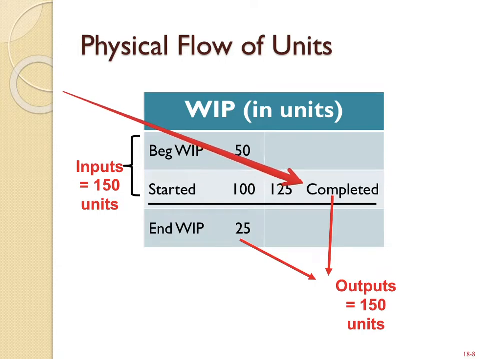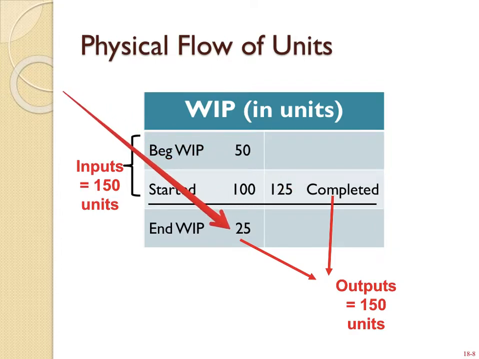What you completed and transferred on came out of the process, but the other thing that came out of the process is the stuff that you didn't finish. Okay, and that's your ending work in process. So these two things are considered your outputs, the two things that came out of production at the end of the month, either the ones we finished or the ones that we didn't finish, okay?